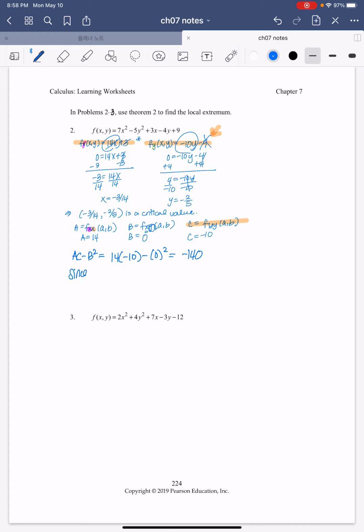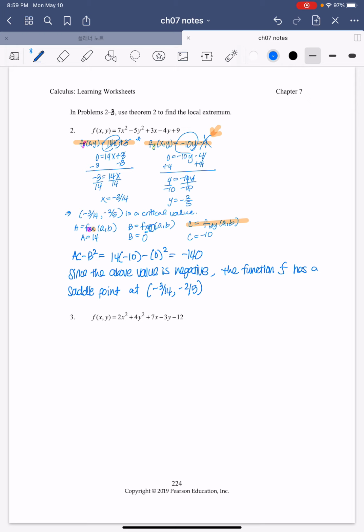Since the above value is negative, the function f has a saddle point at negative 3 over 14, comma, negative 2 over 5. Okay.